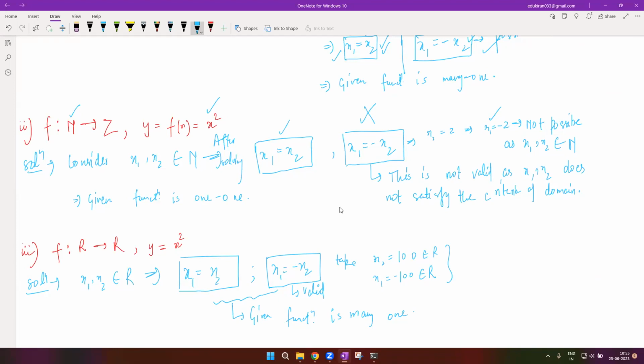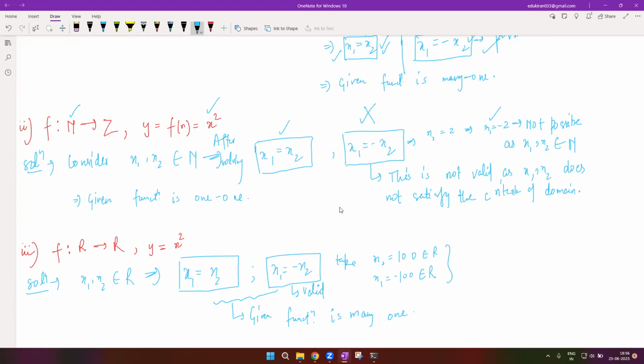Simple concept, that's all it is. Now also think practically. In this second question, the input is only natural numbers. So natural numbers are 1, 2, 3, 4, 5, 6, 7, 8, 9, 10, right? If you put 1, you get answer 1. If you put 2, you get answer 4. If you put 3, 9, 4, 16, 5, 25, right?